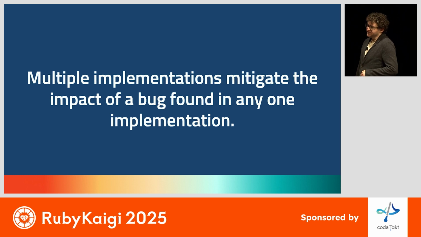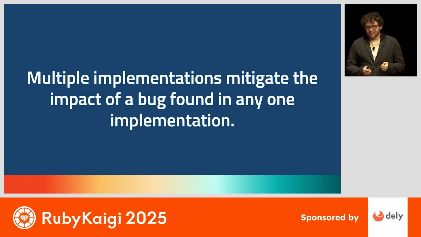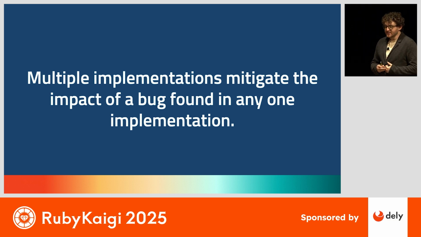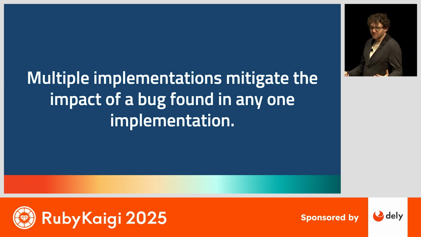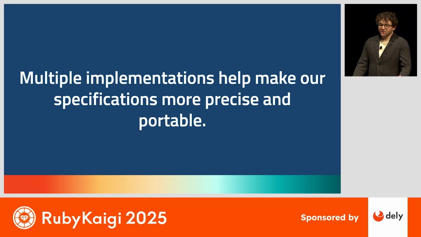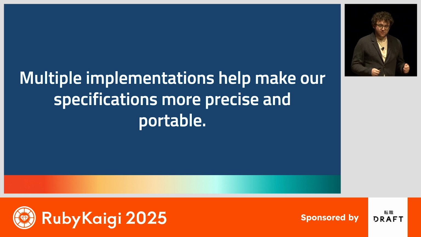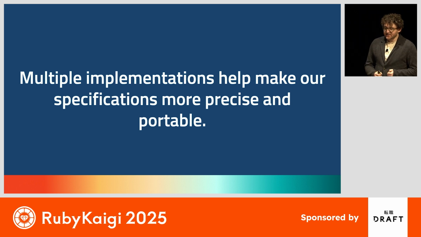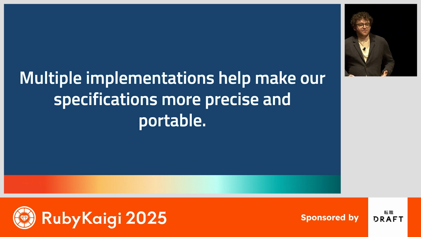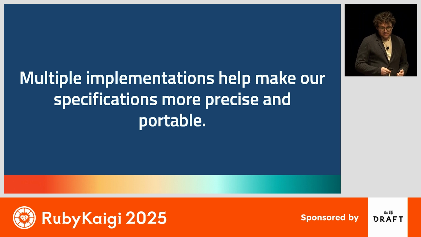The good news is, this was not the first Sigstore client, it was one of many, and re-implementing these things helps mitigate the impact of a bug found in any one implementation. Re-implementing this stuff over and over helps make the Sigstore specification more precise and more portable. Each new implementation, including Sigstore Ruby, hit different edge cases. Each implementation provides a different way of thinking about the specification we're trying to implement.